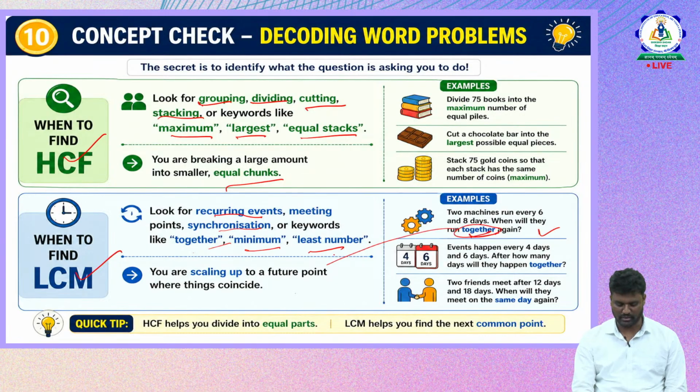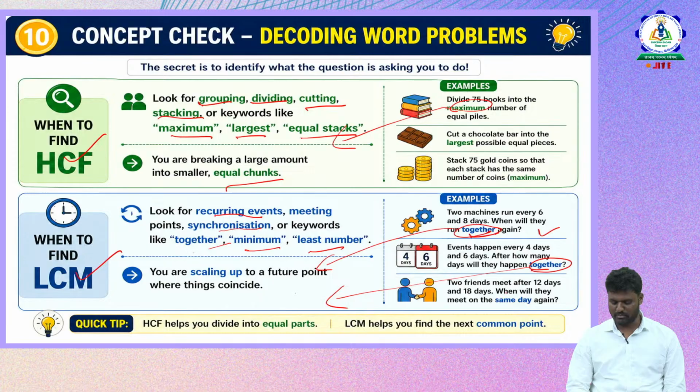Together means we need to apply the concept of the LCM. Here, maximum means we need to apply the concept of the HCF. Like this, events happen every 4 days and 6 days. After how many days will they happen together? Okay, so that means we need to apply the concept of the LCM again.